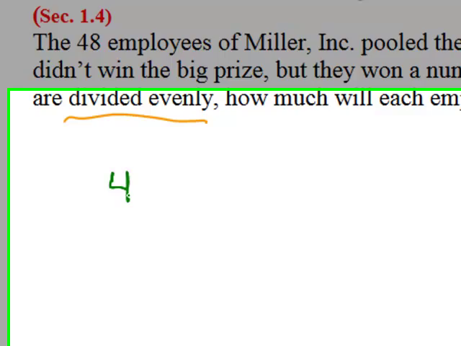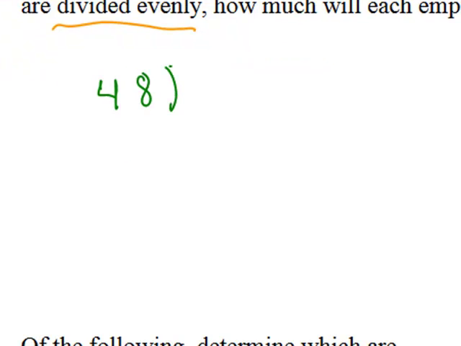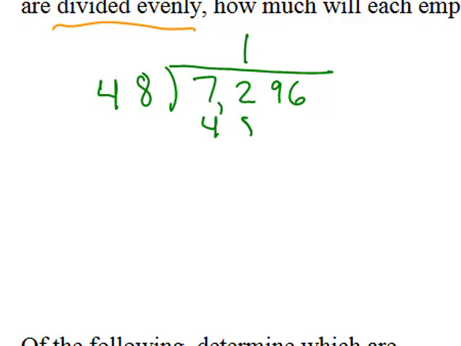48 divided into 7,296. Now 48 will not go into 7 at all, but it does go into 72 one time. 1 times 48 is 48, and we subtract. And when we do so, we get 24. We bring down the number 9 so we can continue to divide.